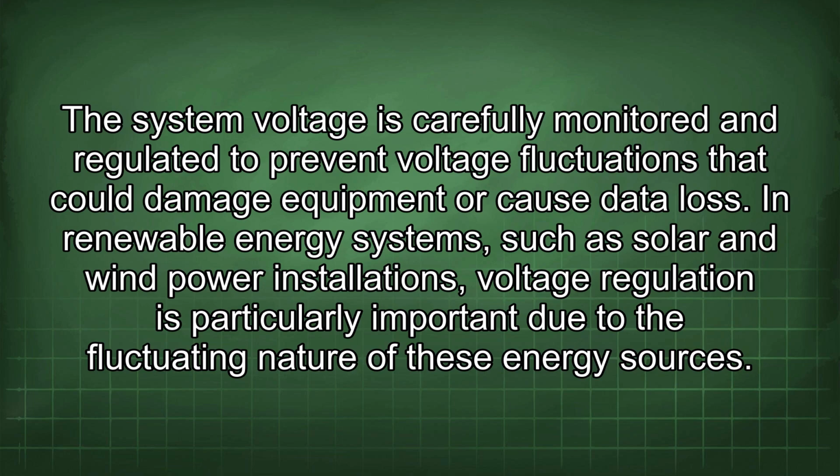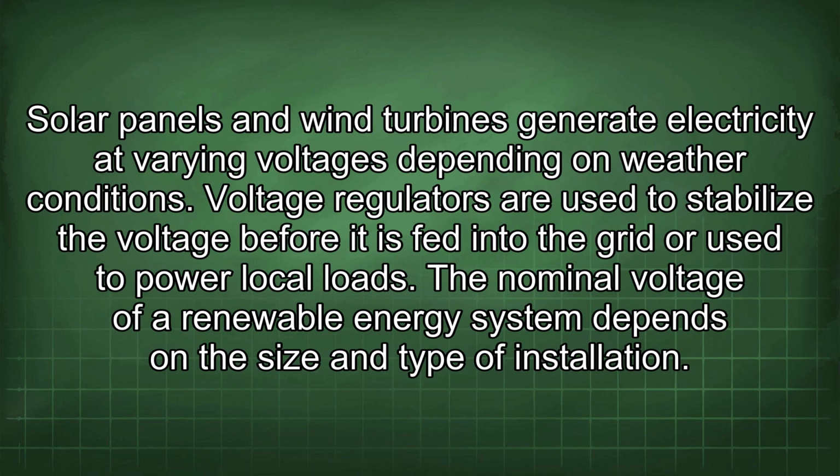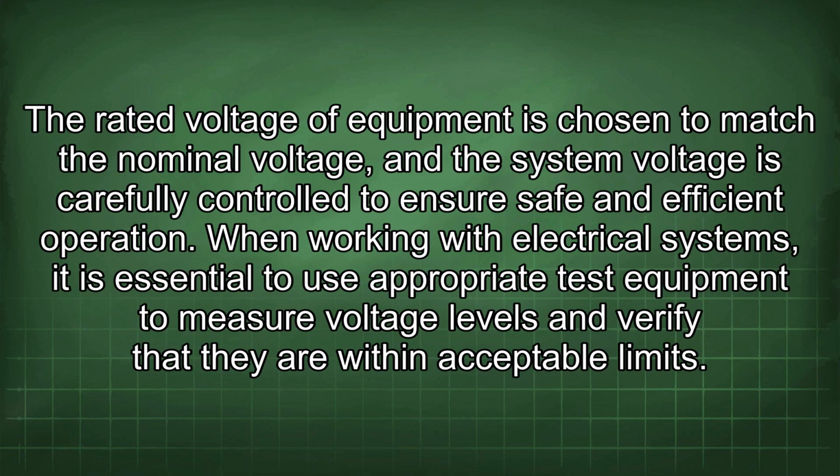In renewable energy systems, such as solar and wind power installations, voltage regulation is particularly important due to the fluctuating nature of these energy sources. Solar panels and wind turbines generate electricity at varying voltages depending on weather conditions. Voltage regulators are used to stabilize the voltage before it is fed into the grid or used to power local loads. The nominal voltage of a renewable energy system depends on the size and type of installation. The rated voltage of equipment is chosen to match the nominal voltage, and the system voltage is carefully controlled to ensure safe and efficient operation.